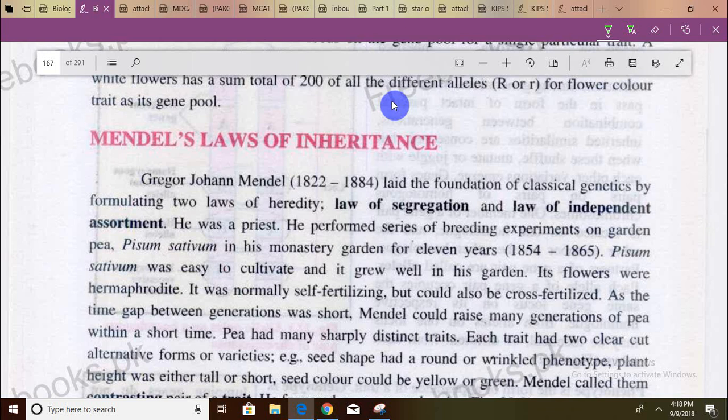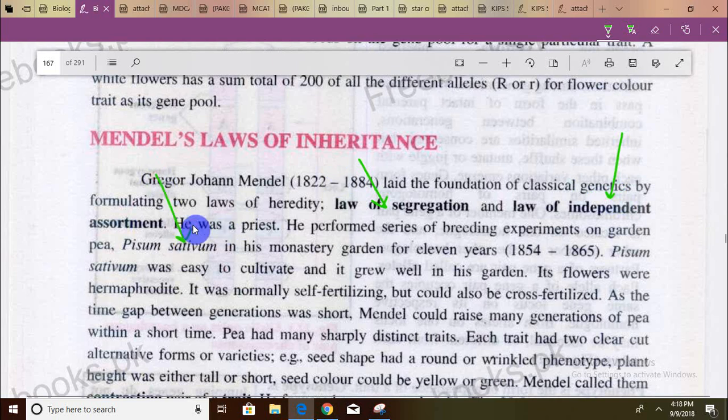So this man, Gregor Johann Mendel, laid the foundation of classical genetics. And how did he do that? He formulated 2 laws: the law of segregation and the law of independent assortment. And he performed a series of breeding experiments on garden pea.